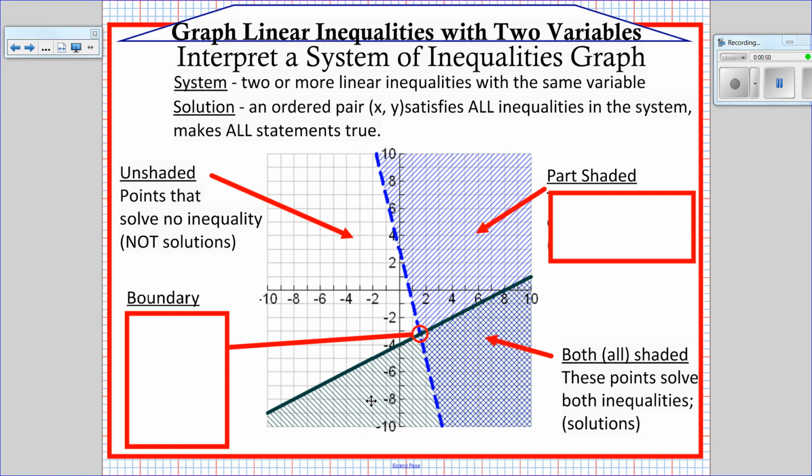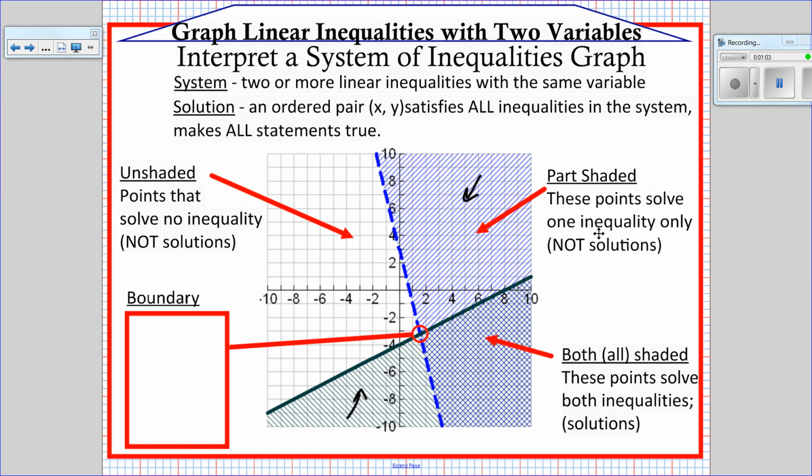On either side of the graph, usually, there will be two regions that are part shaded. Here we have a blue one and a green one. These part shaded ones will solve one of the inequalities, but not both of the inequalities. And solving one of the inequalities is not enough. We need to solve all inequalities of the system and make all statements true. So these part shaded regions will not count.